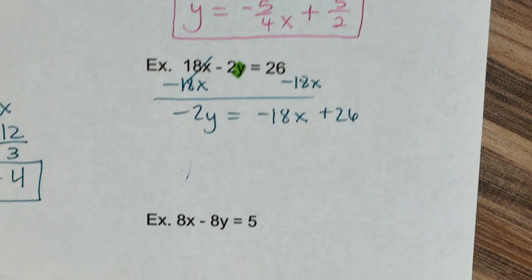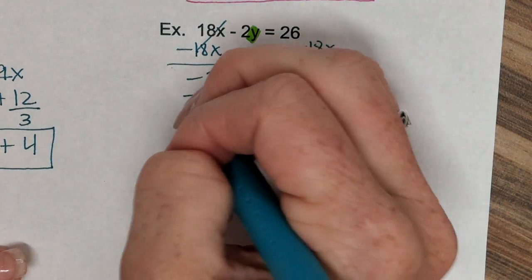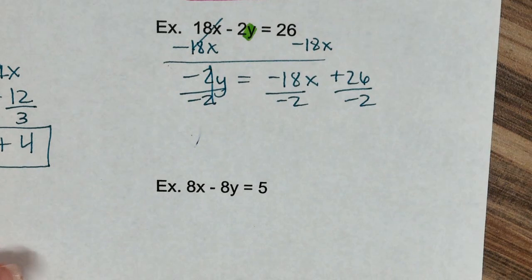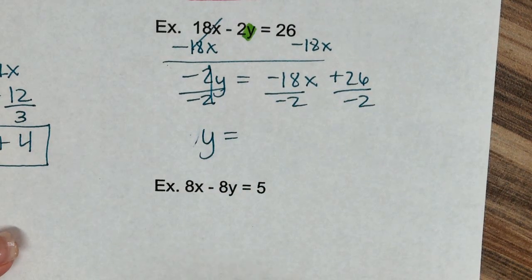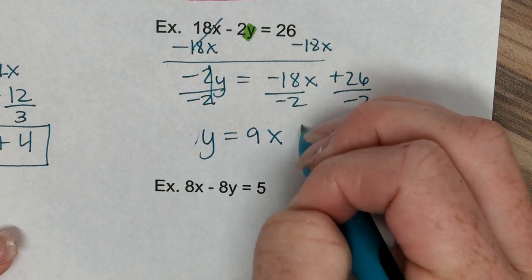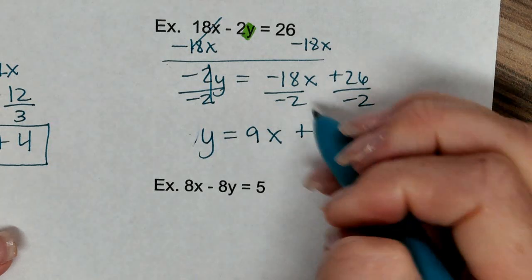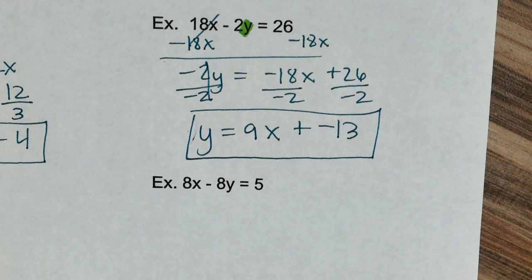Did everybody get that far? Correctly. Yes? Then I'm going to divide everything by negative 2. And then I have to simplify it. So I have y equals, what is negative 18 divided by negative 2? Positive 9x plus, what's 26 divided by negative 2? Could I have put 9x minus 13? Yes, it is the same thing as plus negative.